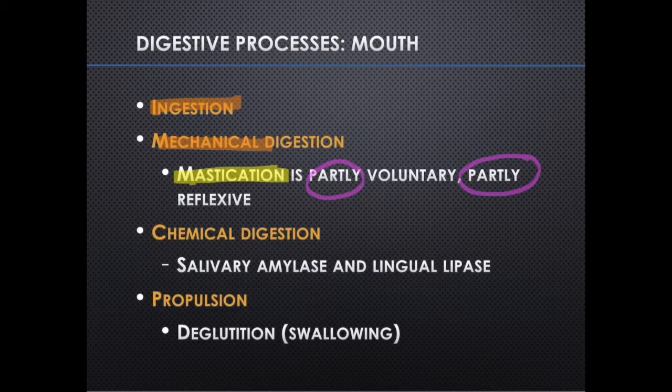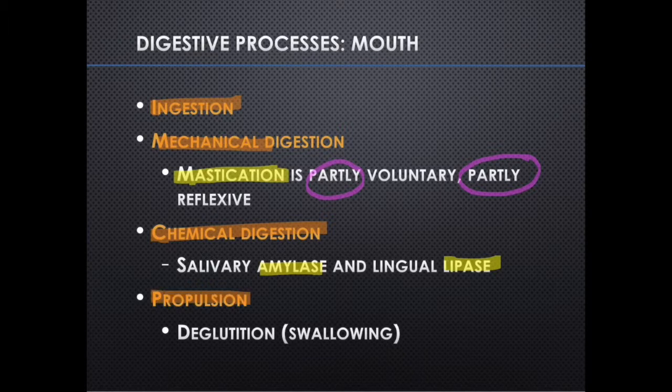Another function or digestive process that takes place in the mouth is going to be the chemical digestion, and as we've mentioned, chemical digestion is going to be taking place under the effect of the salivary amylase and the lingual lipase located in the salivary secretions.